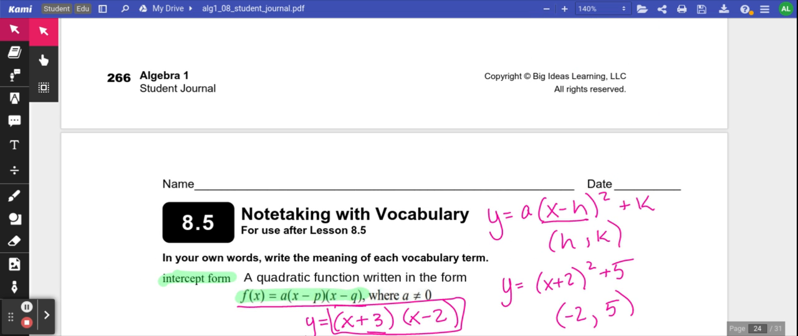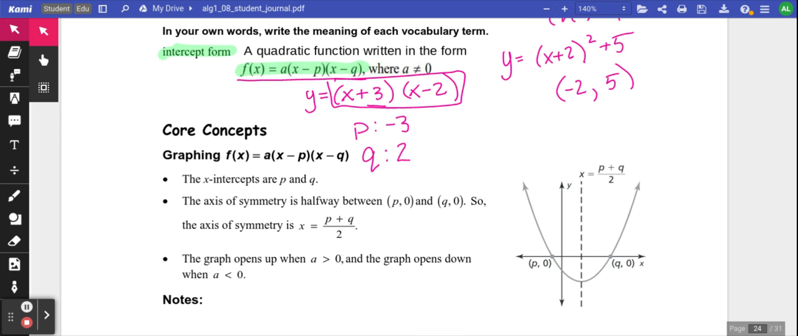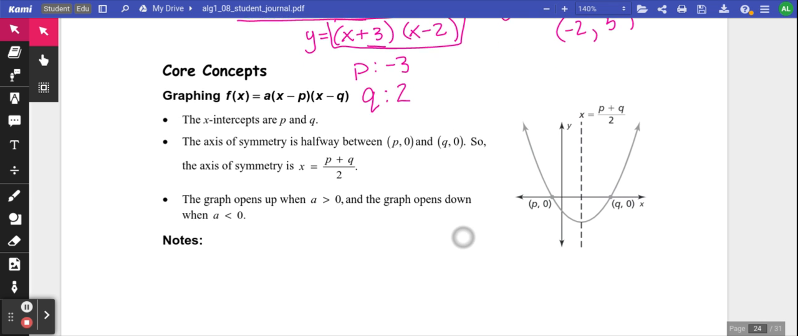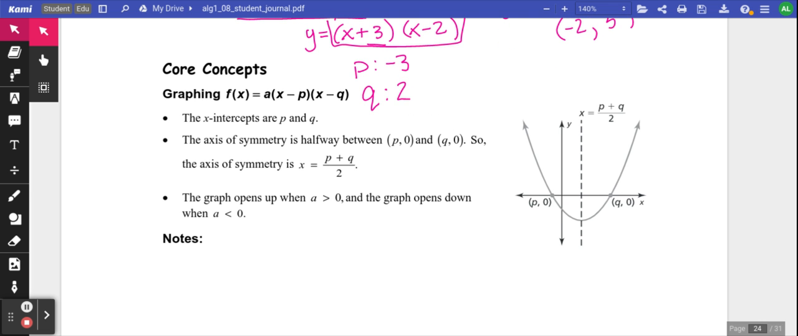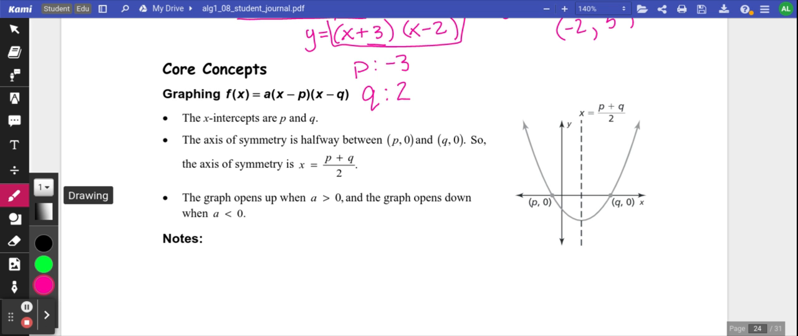I probably should have told you, we're on page 267 in the student journal. I always forget to tell you the page number. All right, so we have this a, x minus p, x minus q. I'm going to attach some numbers to this because I think it's easier to understand with numbers. Let's say this is y equals x plus 1, x minus 5.